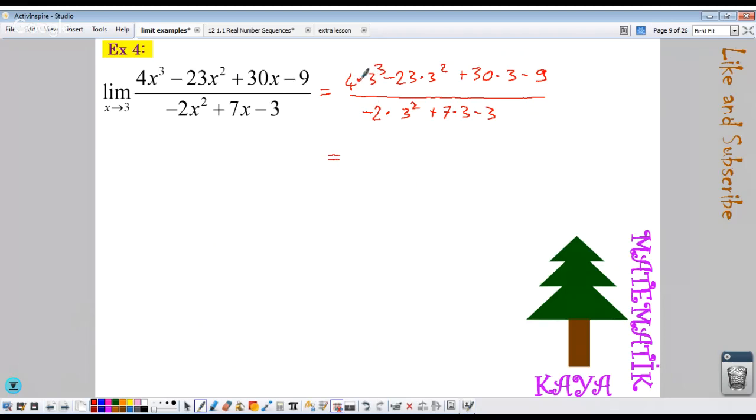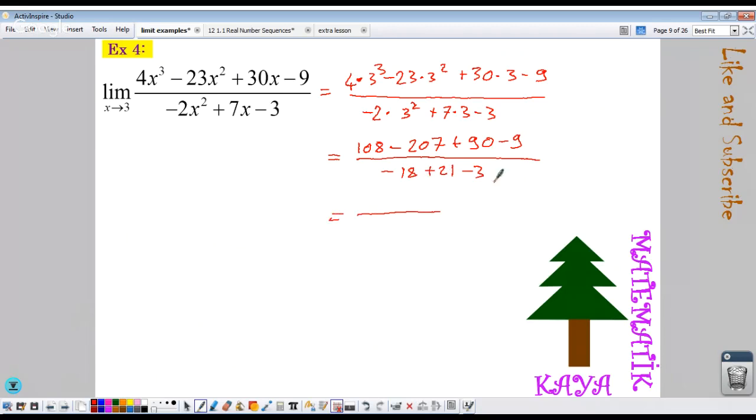So this is going to be: 3 cubed is 27. 4 times 27 is 108. Minus 3 squared is 9. 9 times 23 is 10 times 23, which is 230, minus 23. 230 minus 20 is 210, minus 3 more, 207. And plus 90, minus 9, over 3 squared is 9, 2 times 9 is minus 18, plus 21, minus 3.